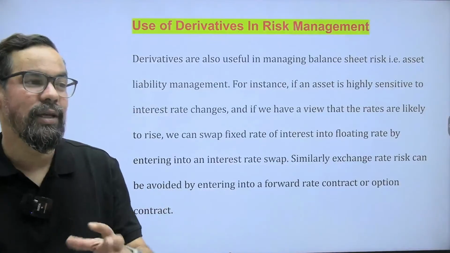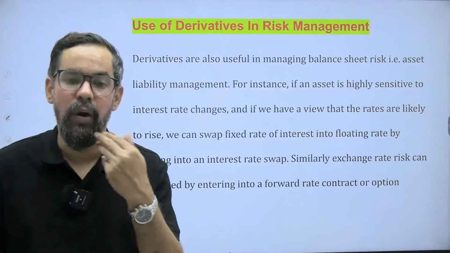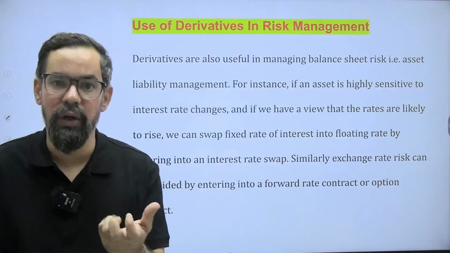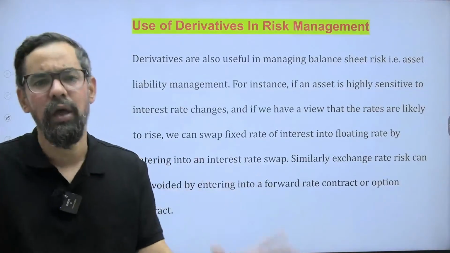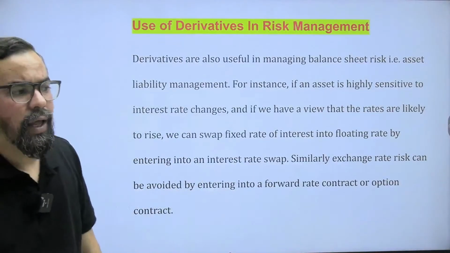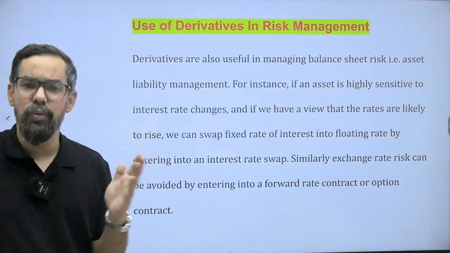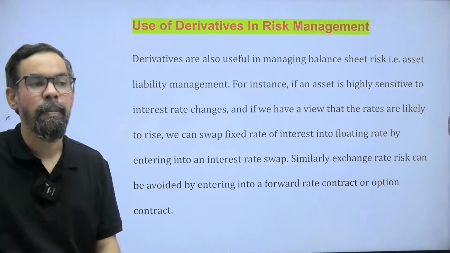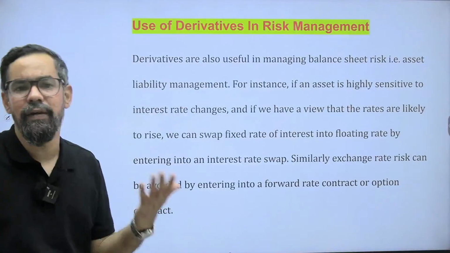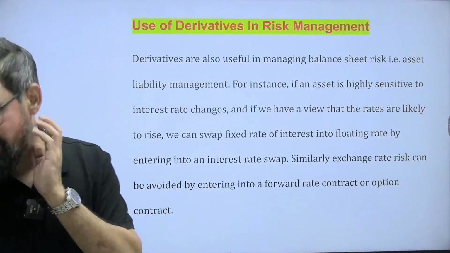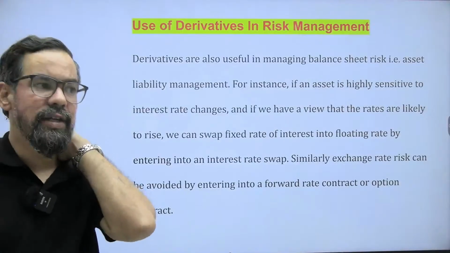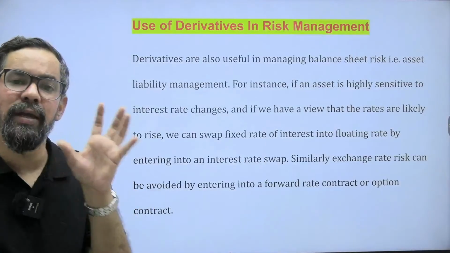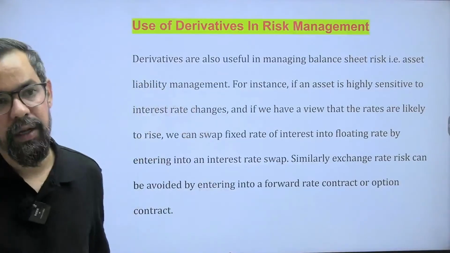Especially OTC derivatives, over-the-counter derivatives, are generally used for hedging purposes only. Like in forex, the exporters and importers generally enter into contracts so they can fix a price in the market itself. But exchange-traded derivatives are majorly used for speculation purposes, where investors or traders make their positions as per their expectations.